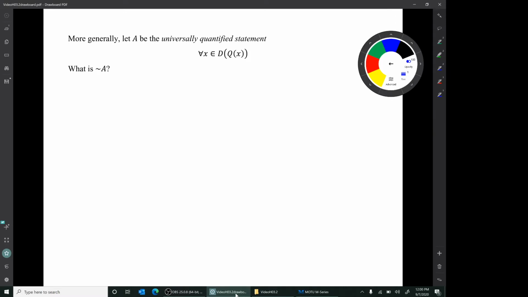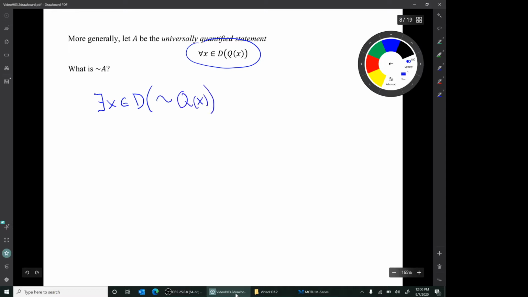More generally, suppose you have a universally quantified statement. We'll call it statement A, and it's this statement: for all x in the domain, Q of x. What's the negation of that? The negation would be this existential statement. Spoken, there exists an x in the domain such that Q of x is not true. Or you could say, there exists an x in the domain such that not Q of x.